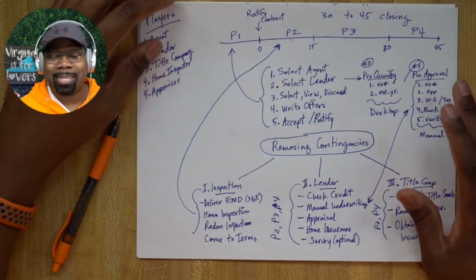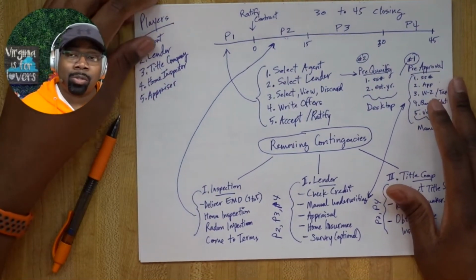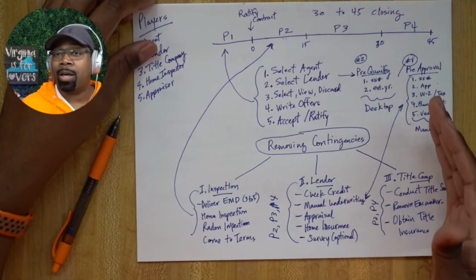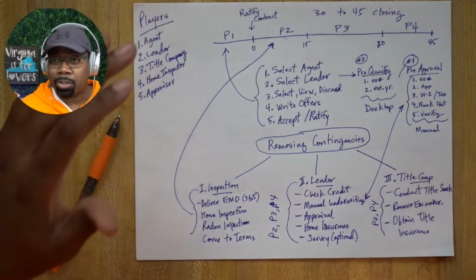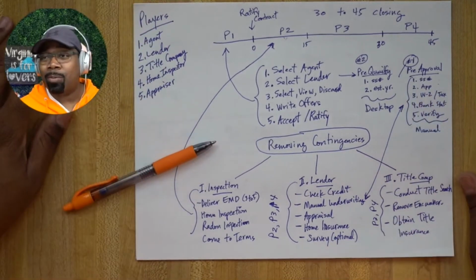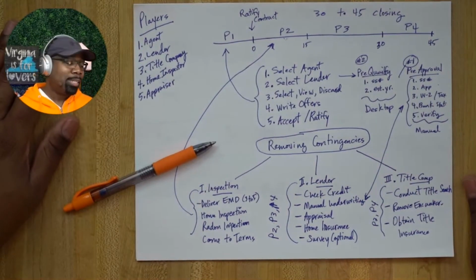Lastly, we have obtaining title insurance. This is insurance to protect your ownership share of the property in the event that somebody tries to lay a claim against it, right? So that's it. So that's the home buying process for 2022.